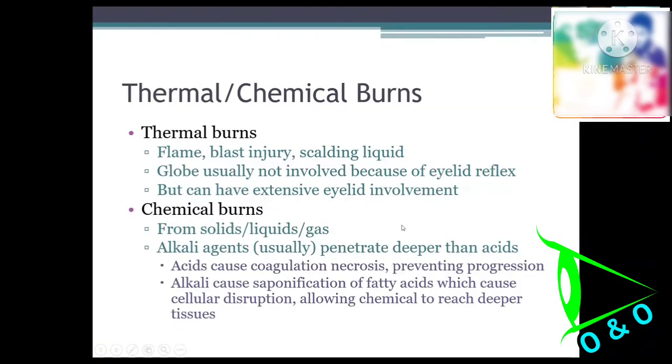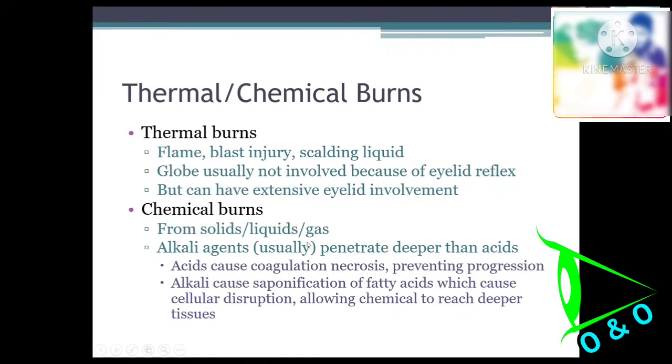Thermal burns are from flame or blast injury, or scalding liquids. The eye is usually not involved because you get an eyelid reflex where your eyelids are going to close, and you also get a Bell's reflex as well, but you can have extensive eyelid involvement with thermal burns.